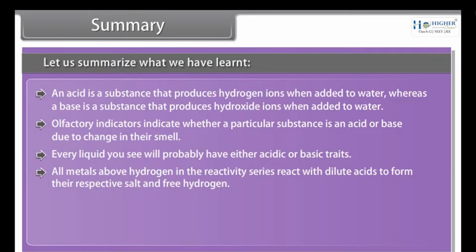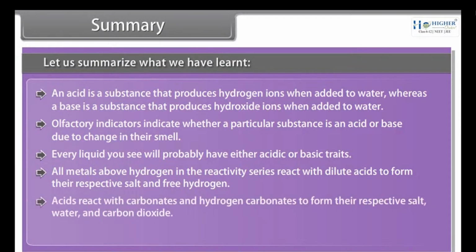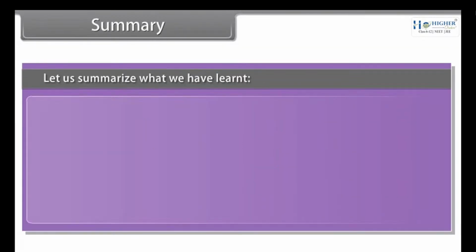All metals above hydrogen in the reactivity series react with dilute acids to form their respective salt and free hydrogen. Acids react with carbonates and hydrogen carbonates to form their respective salt, water, and carbon dioxide. Acids and bases are the chemical opposites of each other.